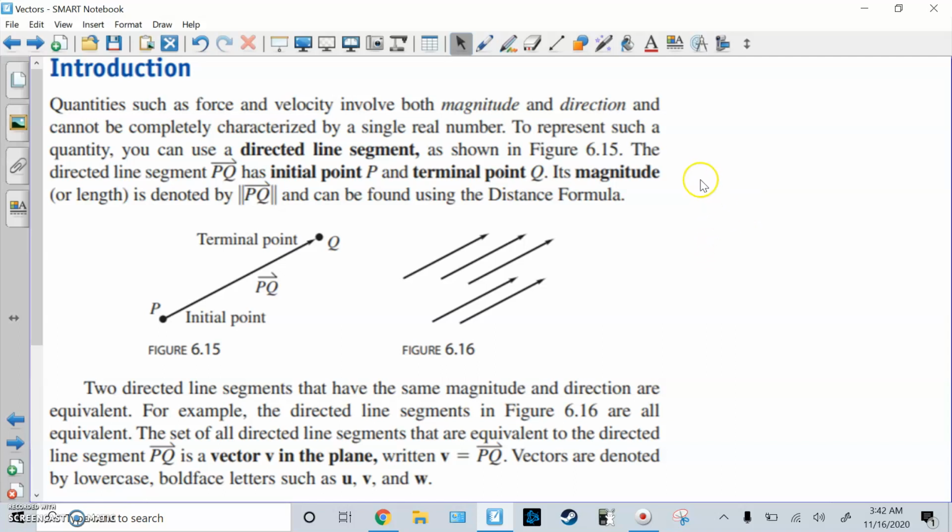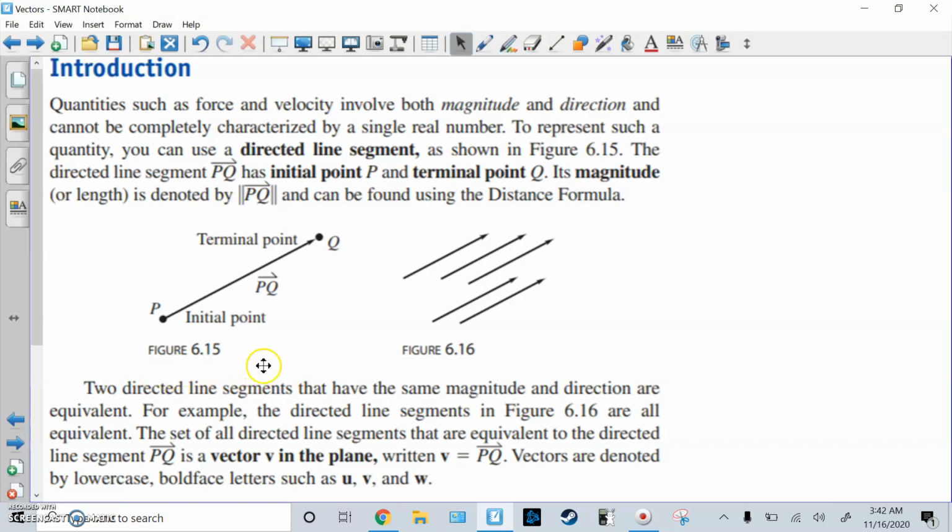Alright, so we use what we call directed line segments. In figure 6.15 right here, we have a directed line segment PQ. P is the initial or starting point, Q is the terminal or ending point. The magnitude has a symbol, double absolute value of PQ, we just call it magnitude, and we just use the distance formula to find that.